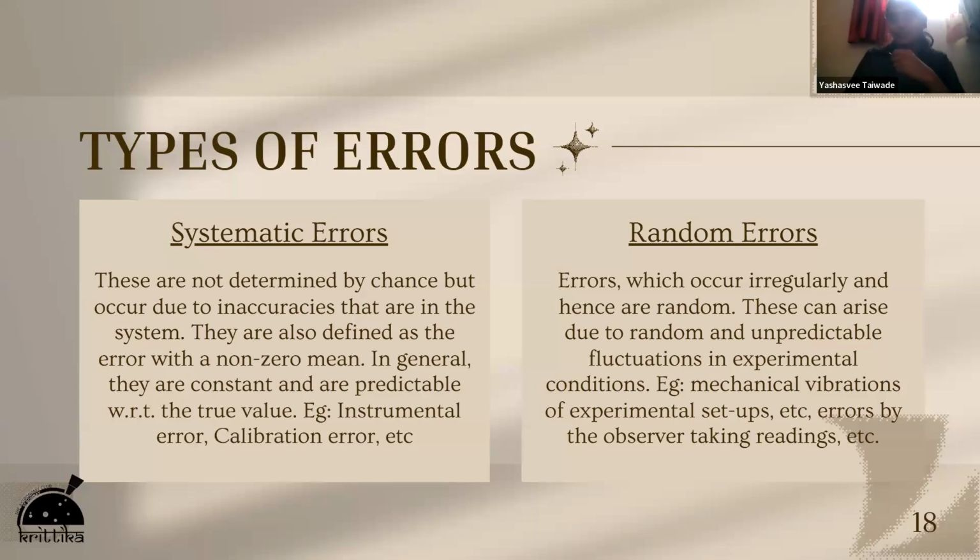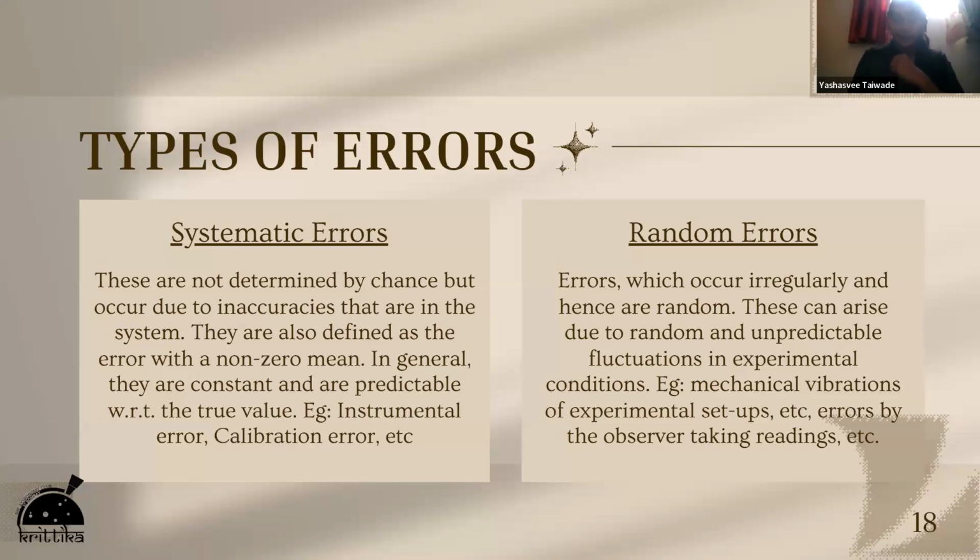Next, we have random errors. As the name suggests, they are random. So they occur irregularly, and hence they are random. They can arise due to unpredictable fluctuations in the experimental conditions. An easy example of this is basically human error. So if the first reading is taken by you and the second reading is taken by a friend, there can be some sort of fluctuation in that. A change in the observer is one of the reasons for a random error.